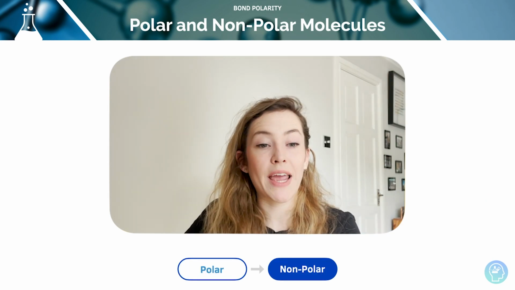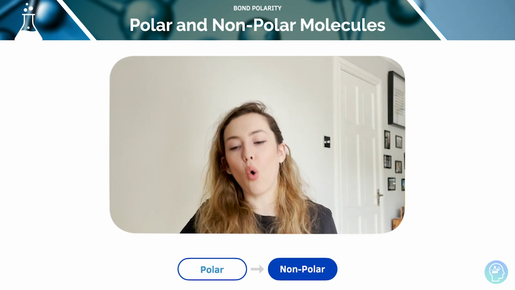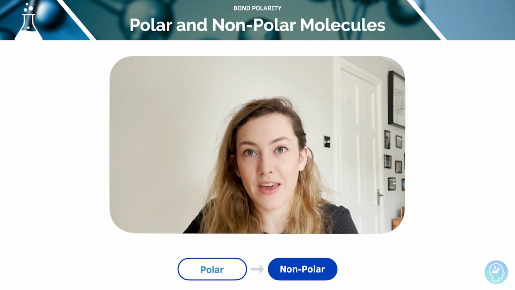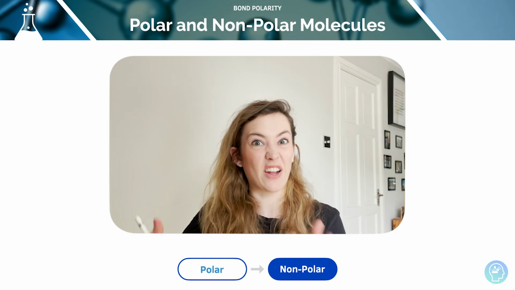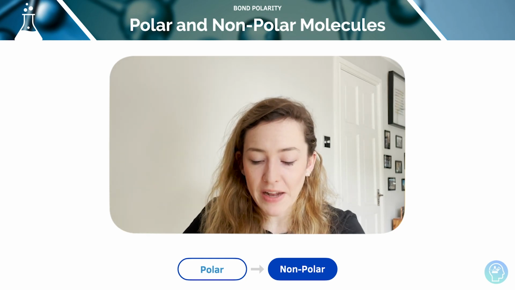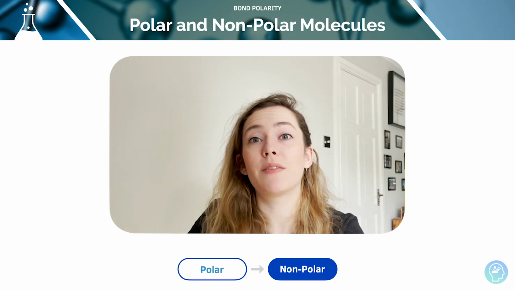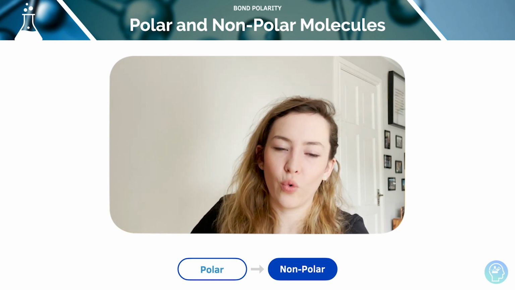And molecules which contain carbon are often, but not always, non-polar, so methane, for example. But like I said, if it's got an oxygen, a nitrogen, or hydrogen attached to it, then that changes the story quite a lot. And diatomic elements containing two of the same atom type are going to be non-polar, like the chlorine that we were looking at.